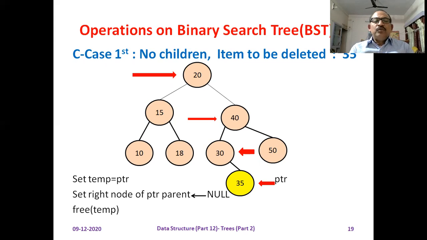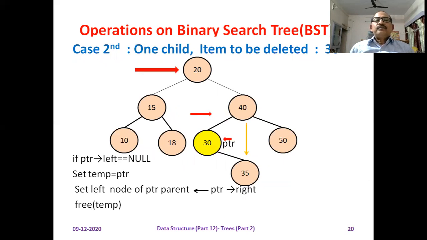Set right node of PTR parent, which means 30, to null. Now this 35 becomes a null value, and free the temp, which means that node 35 is deleted from the binary search tree.